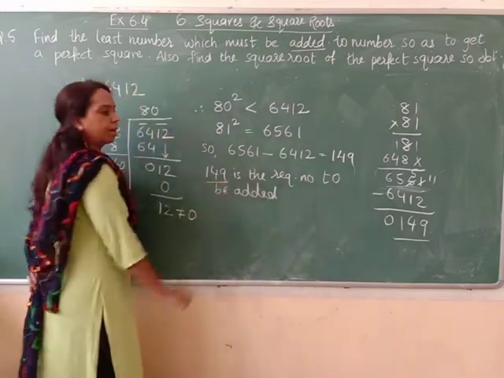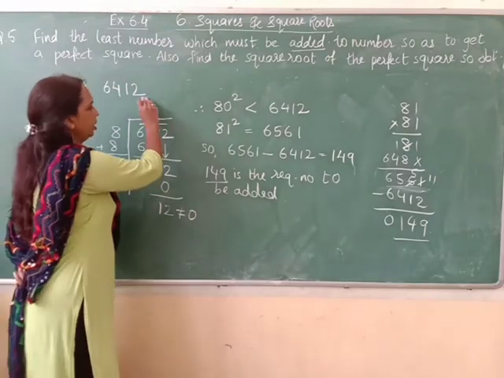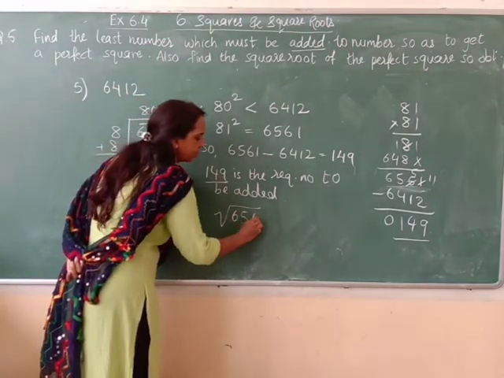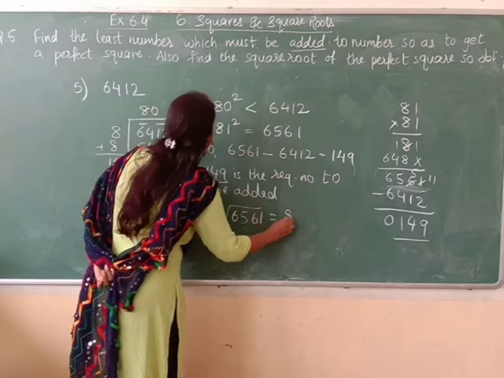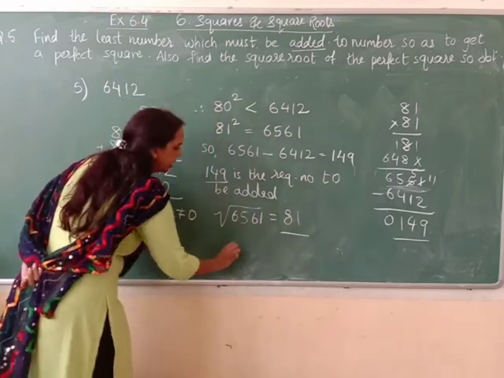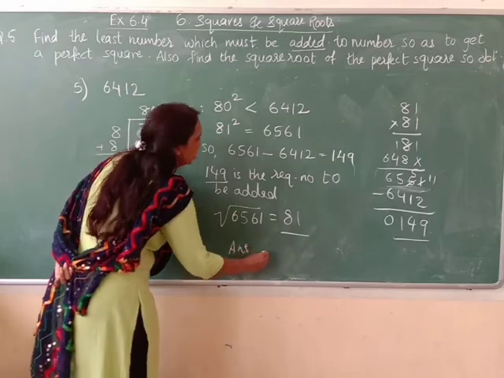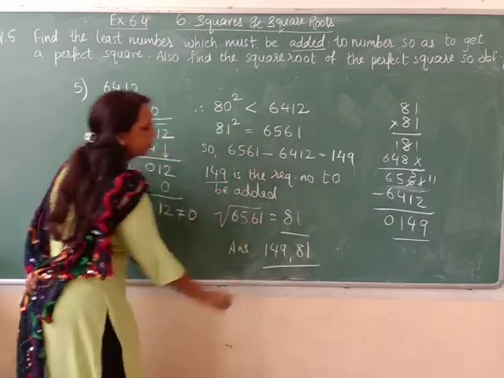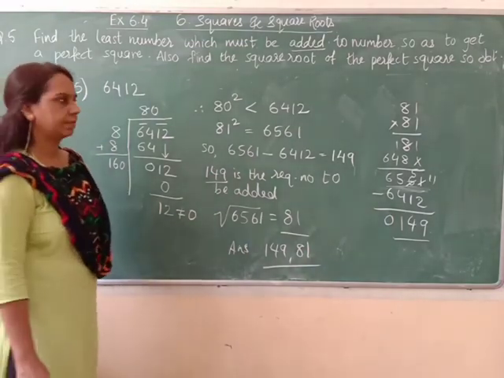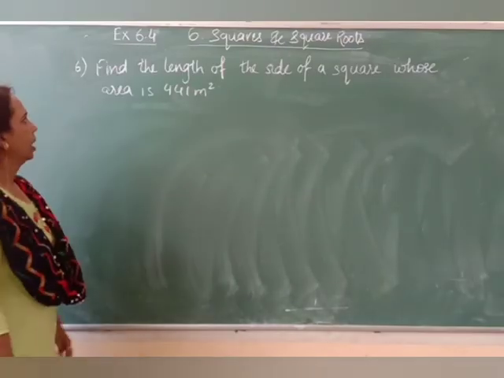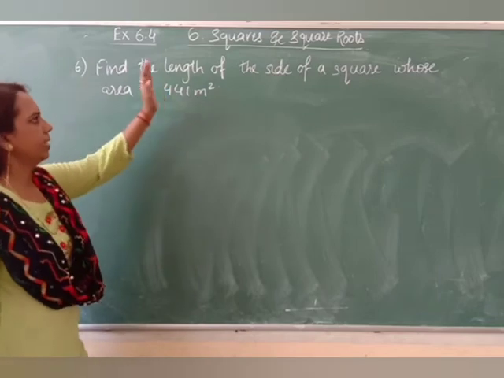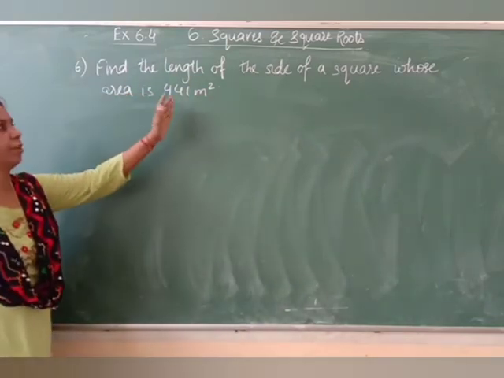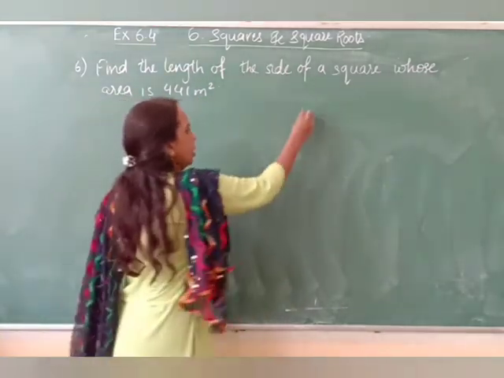Okay, here 149 is the number to be added to this, and already you know that the square root of 6561 is 81. So our answer is 149 and 81. Question number 6. Find the length of the side of a square whose area is 441 meters square.